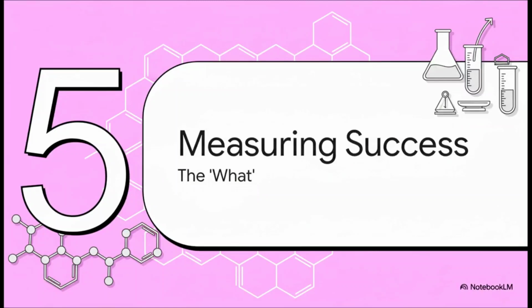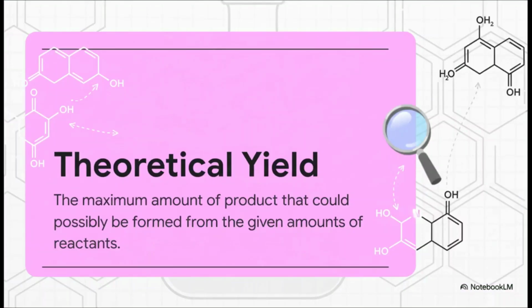So, we did it. We made the compound, we purified it, but we're not quite finished. Now comes the big question every chemist has to ask. How well did we actually do? Was it an efficient process? To grade our work, we first need to know what a perfect score looks like. That's the theoretical yield. It's the absolute maximum amount of product we could possibly get if every single molecule reacted perfectly without any mistakes. It's the 100% gold star perfect world number.